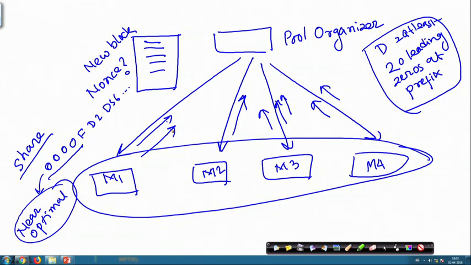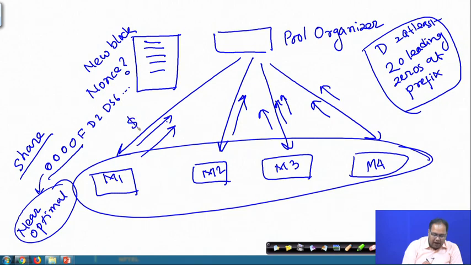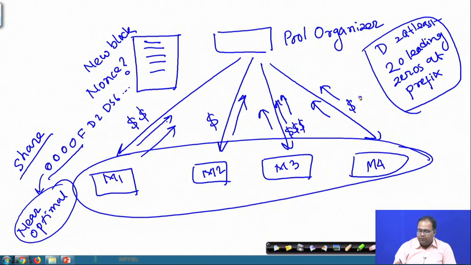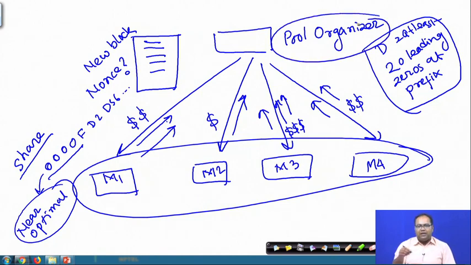So, whenever you are paying this miner, say $2 to this miner. This miner was able to generate 1 near optimal solution, so you pay $1 to this miner. This one was able to generate 3 near optimal solutions, so you pay $3 to this one. This one generated 2 near optimal solutions, so you pay $2 to this miner. So, that way the total block reward that the pool organizer is getting can be shared by multiple miners who are participating in the mining pool.